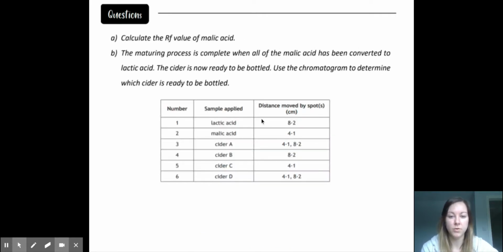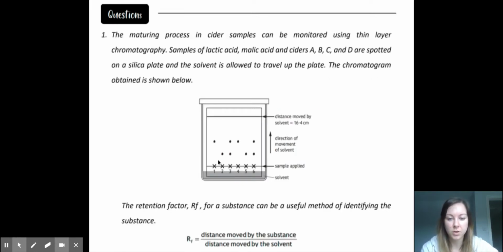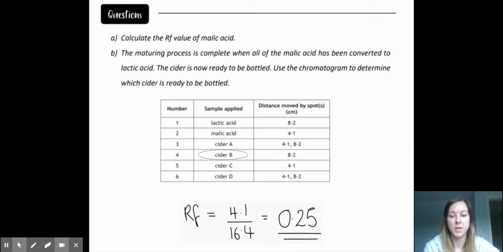It's only got lactic acid. So we are looking for a spot that only has a distance of 8.2 and doesn't have a spot where 4.1 is. If we look along here, 1 is the lactic acid, so it's not that. 2 is the malic acid. 3 has 2 spots. 5 has 1 spot at the malic acid. 6 has 2 spots. 4 is the only one that has 1 spot at lactic acid. So it's going to be cider B because it has that value at 8.2 only.